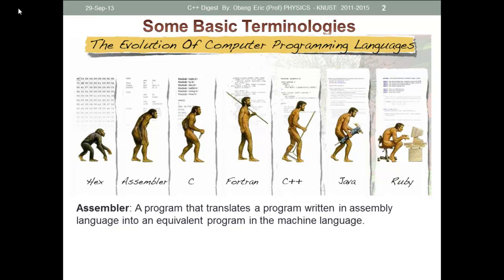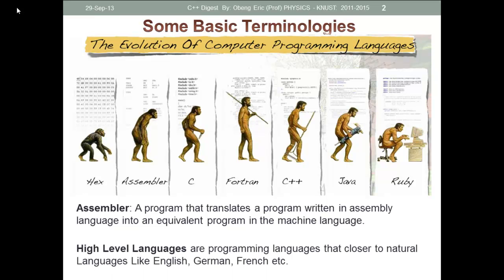Now, we have something called an assembler. Previously, there was a programming language called assembly language, and this was one of the old ways of doing programming. To do programming in assembly language, you needed a program called an assembler, and what the assembler does is translate a program written in assembly language into an equivalent machine language. The machine language here is, as you saw in the previous tutorials, the zeros and ones that the computer understands.